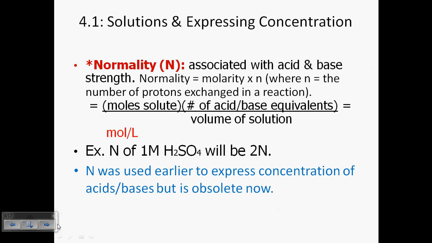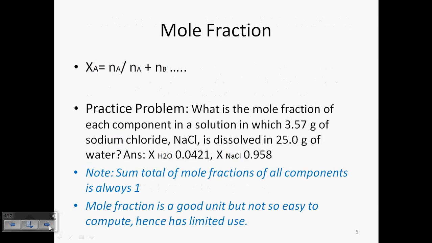The next term, which is not often used, it's a rather obsolete term, but we still go over it, is called normality, written with uppercase N. Normality is molarity times acid-base equivalence. Acid-base equivalence refers to the number of H plus or OH minuses that are present in an acid or base, and previously normality was used to express concentration of acids and bases, but now this concentration term is not used very often.